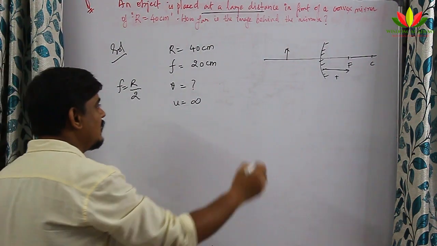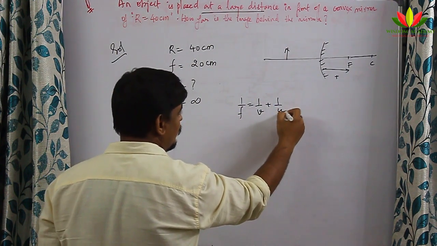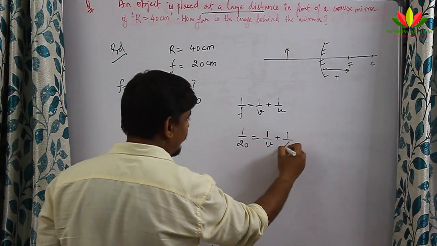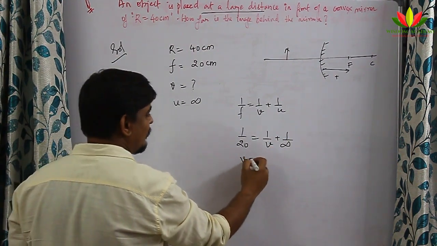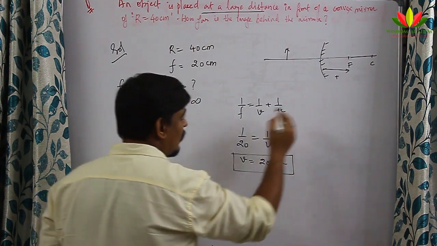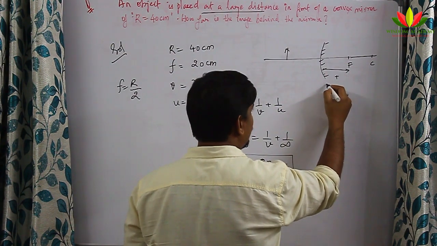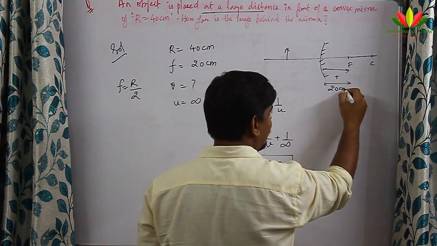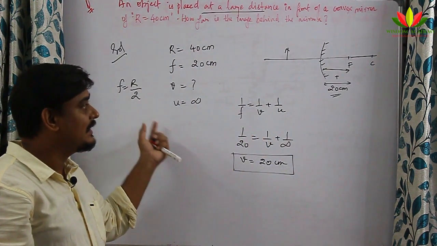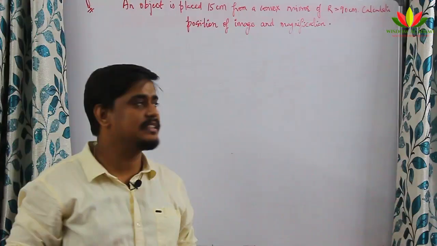Okay, let us use the mirror formula. 1 by F is equal to 1 by V plus 1 by U. So 1 by 20 is equal to 1 by V, which we want to find, plus 1 by infinity. 1 by infinity is 0. So I get V is equal to 20 centimeters. See, automatically the answer came positive. F is 20, so V also came to be 20. I told you already, right? You remember? Whenever the object is placed at infinity in front of a convex mirror, the image will be formed at the focus. Isn't it true? By this answer we can understand that. Let us see one more question.